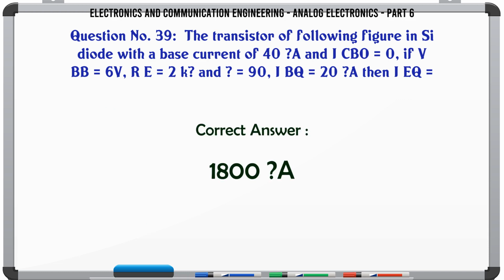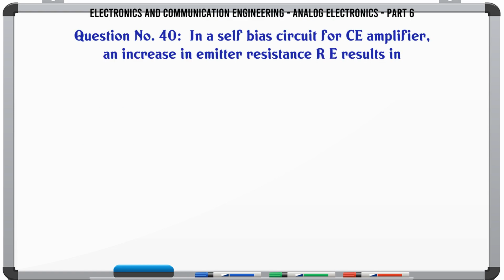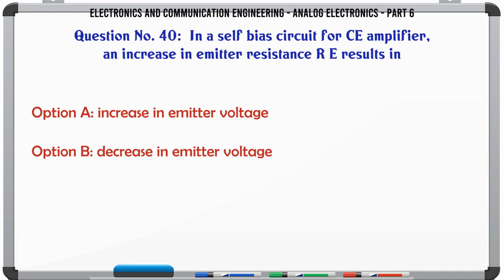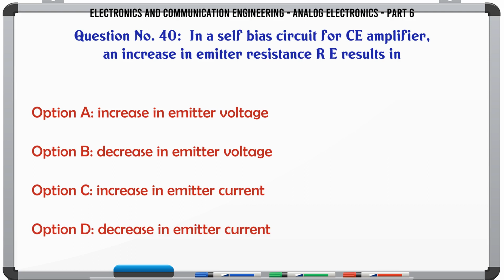The correct answer is 1800 µA. In a self-biased circuit for CE amplifier, an increase in emitter resistance RE results in: A.